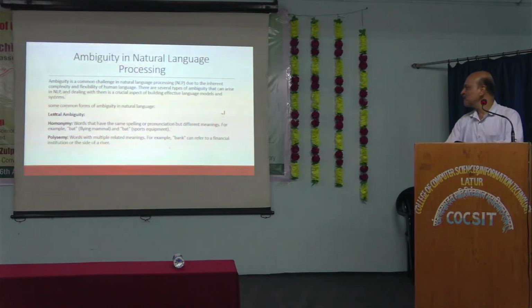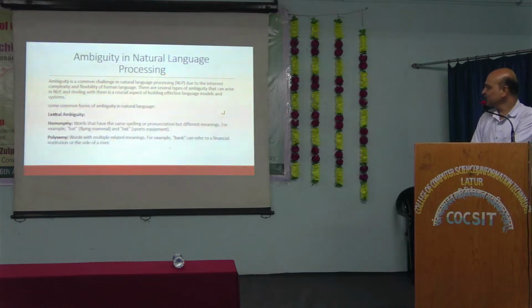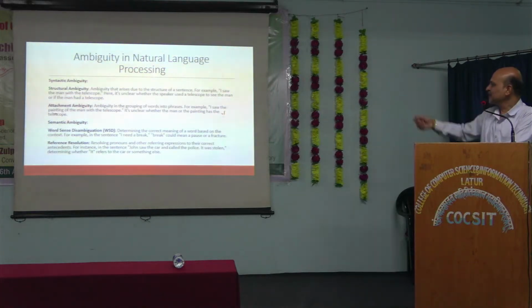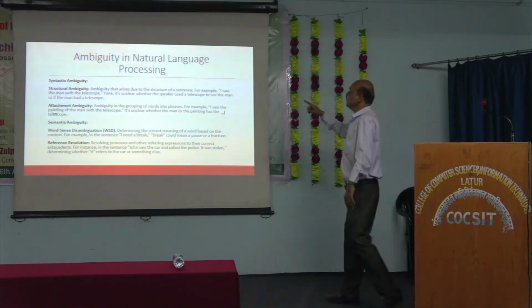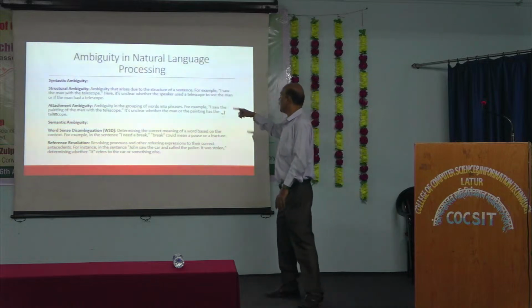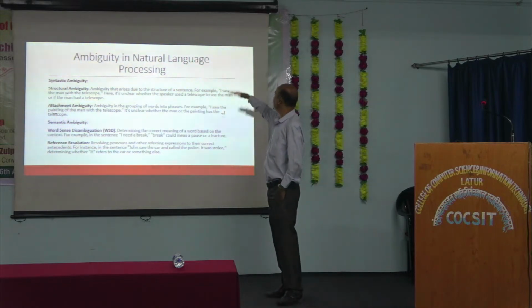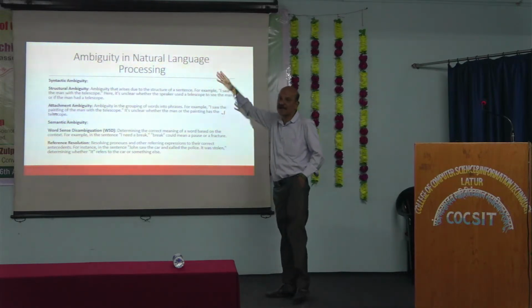Okay, so we come to structural ambiguity. Ambiguity that arises due to the structure of a sentence. For example, I saw the man with a telescope. Here it is unclear whether the speaker used a telescope to see the man or the man had a telescope.